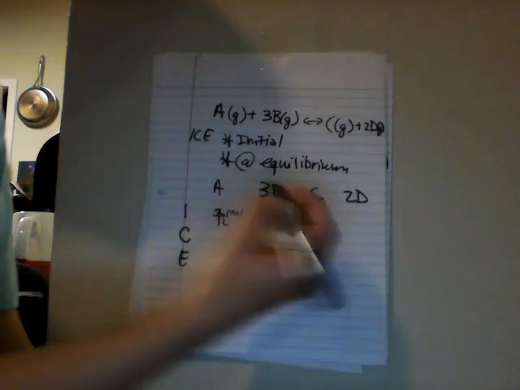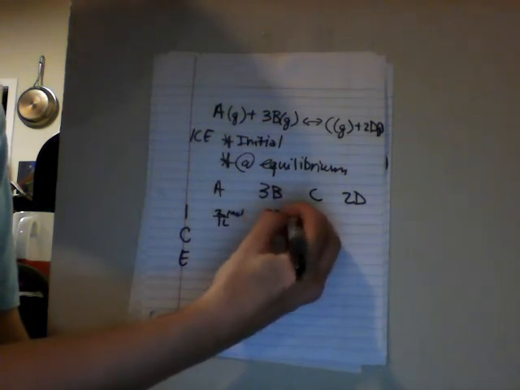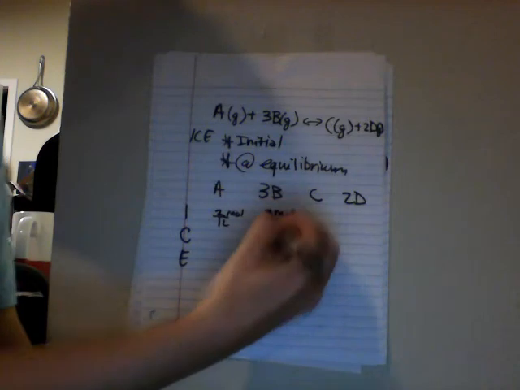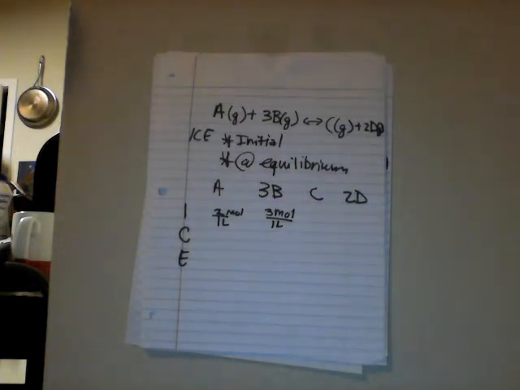Now there's 3 moles of B, 3 mole. And again, I'm going to put that over 1 liter to make it a concentration, because I either need to have a concentration or I need to have a pressure. Now, what about C and 2D? This is my initial concentrations, or initial pressures if we're dealing with pressures.